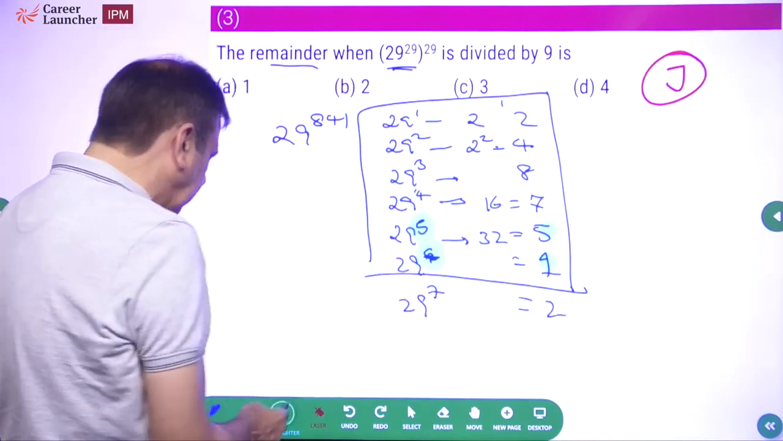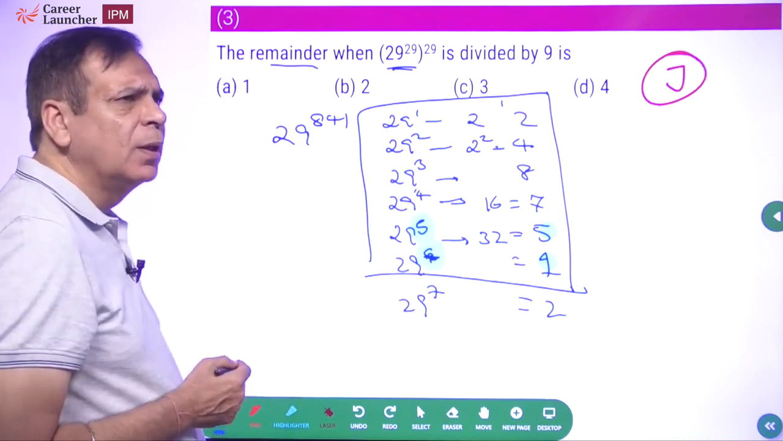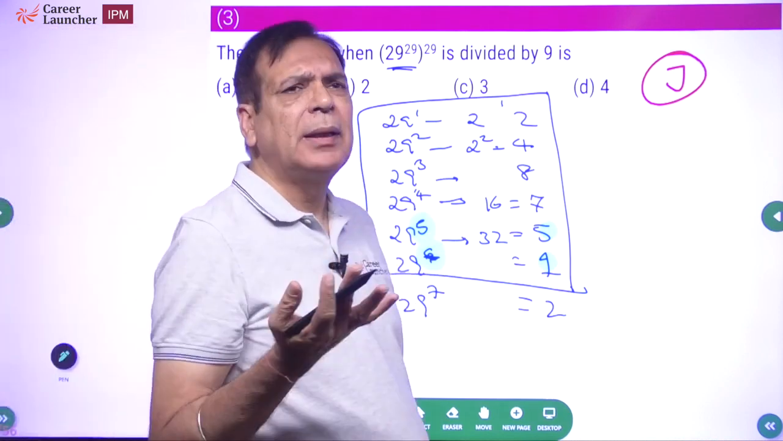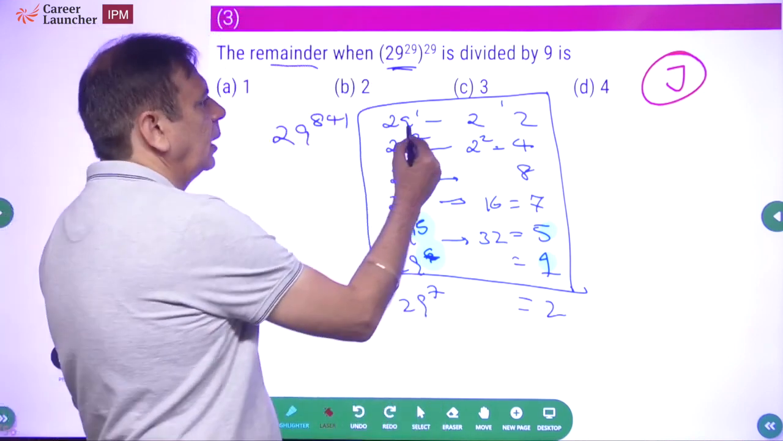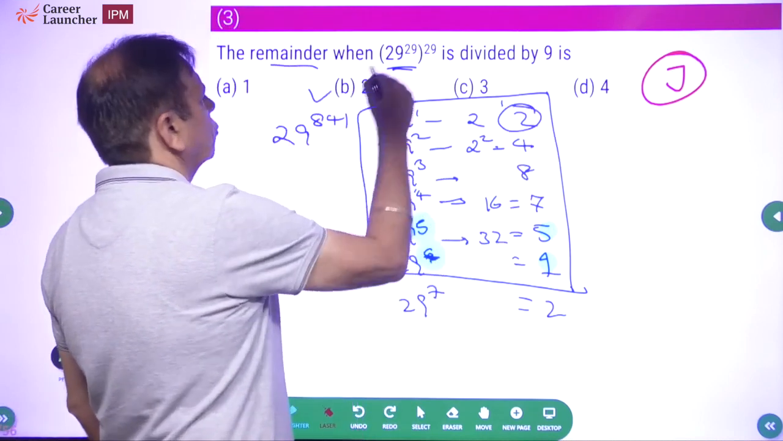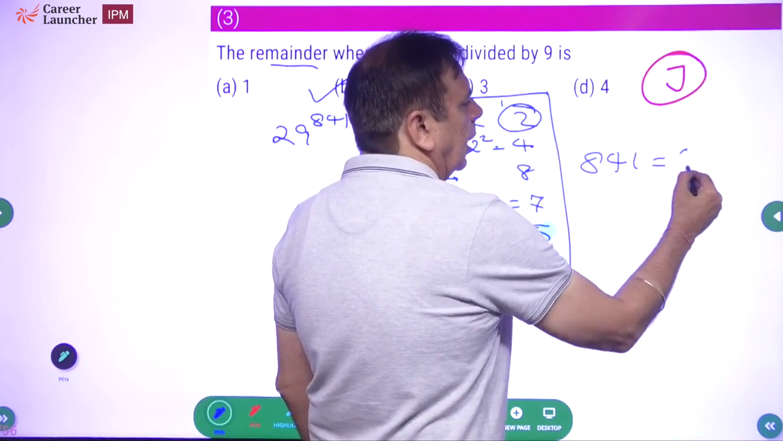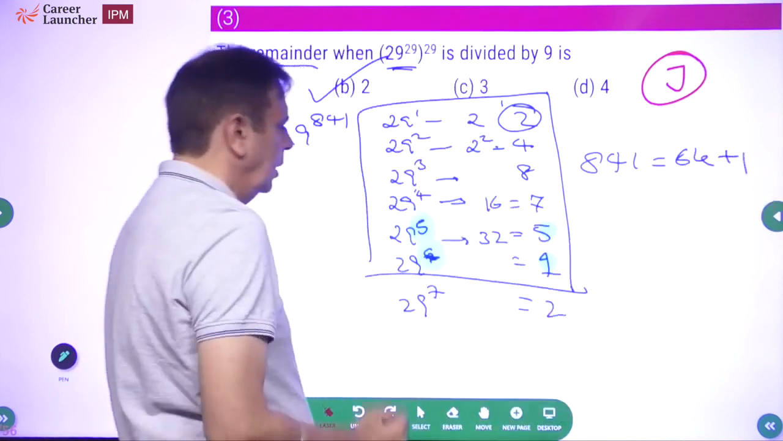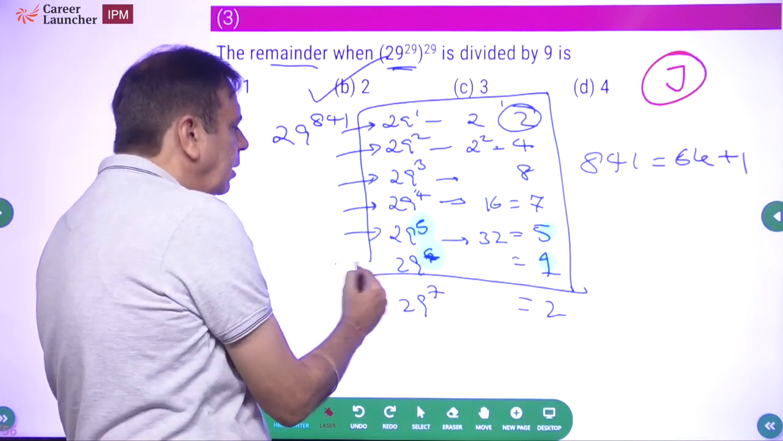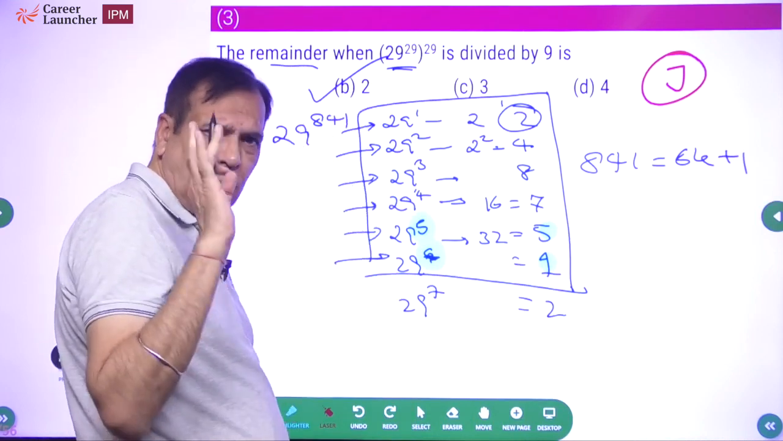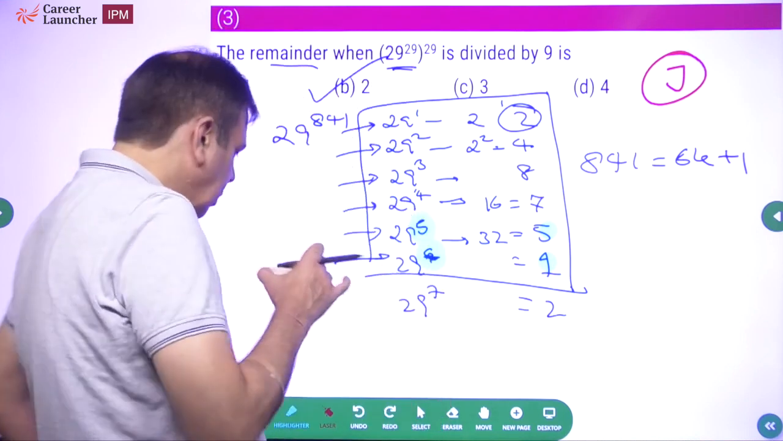So what is this number? 29 to the power 841. 841 is what? Divided by 6, 840 is a multiple of 6. So 841 means multiple of 6 plus 1. Multiple of 6 plus 1 means my remainder has to be 2. So multiple of 6 plus 1, multiple of 6 plus 2, plus 3, plus 4, plus 5, multiple of 6. Jugaad method, I hope is clear. Very, very useful method. Please remember this method for future.